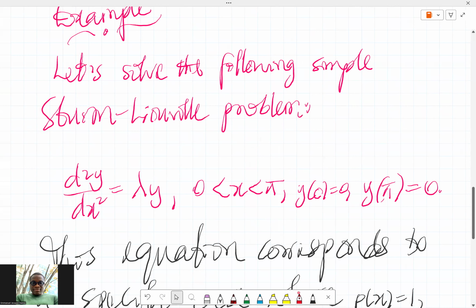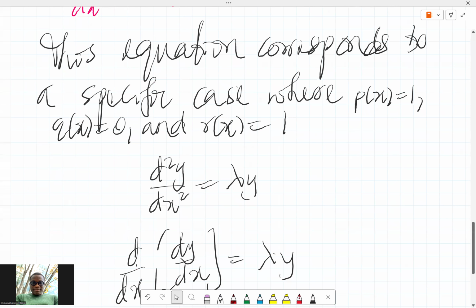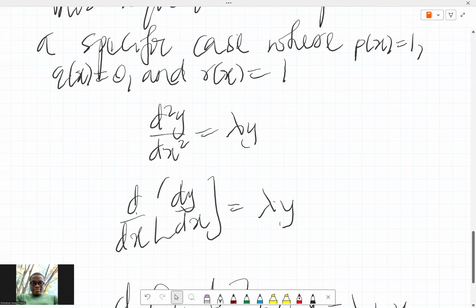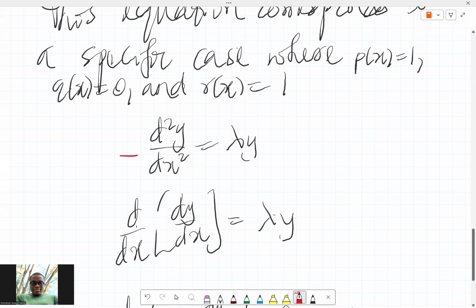Okay, now I'm going back and forth. This is actually minus, sorry. But with the minus, even with the minus, it's simply okay.